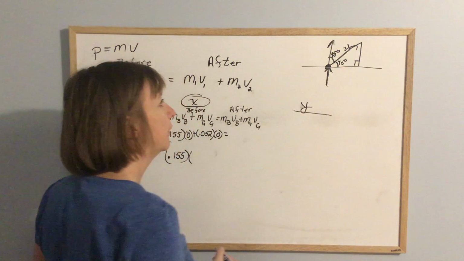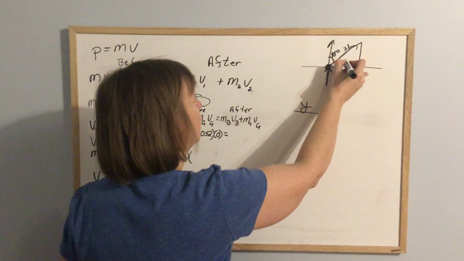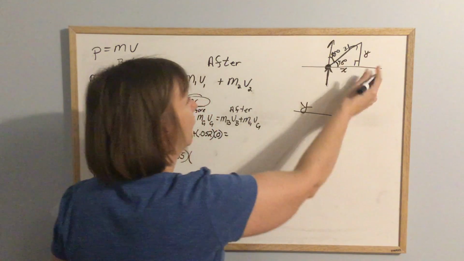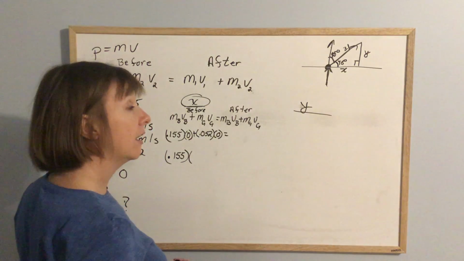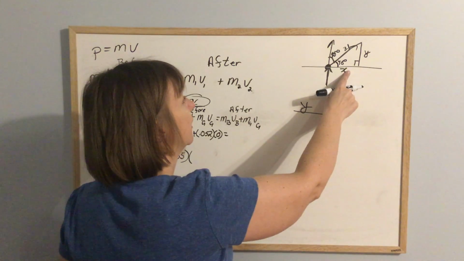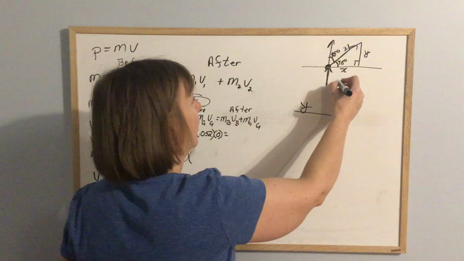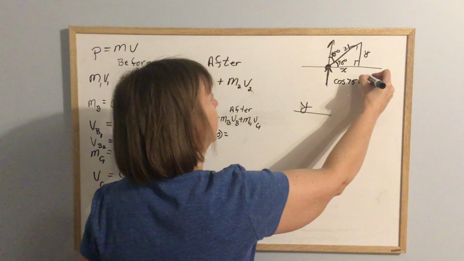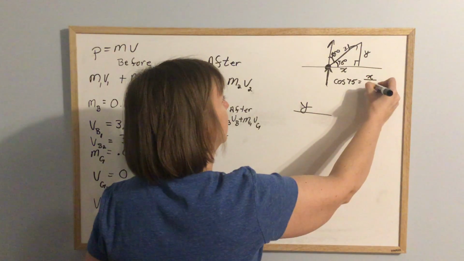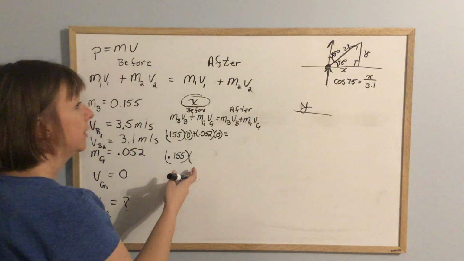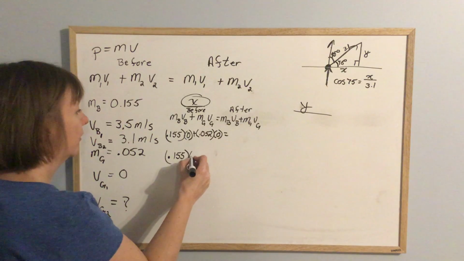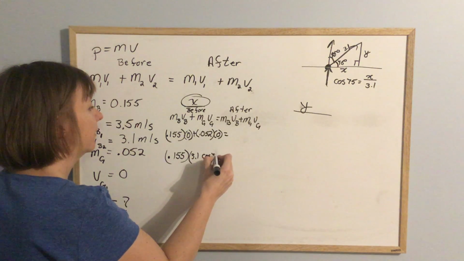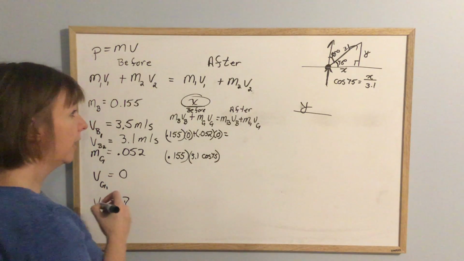So that is 75 degrees. That's a really bad 5, but that's 75 degrees. And here's my x and here's my y. So if I want to know what is the x portion of this, that is the adjacent over the hypotenuse. So that is cos of 75 is x over 3.1. So that means that my velocity is 3.1 times cos of 75. Okay?